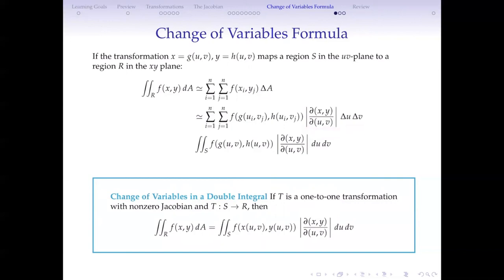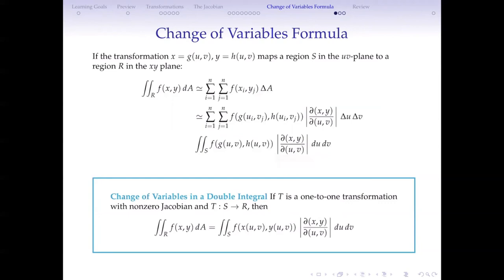So what that suggests is that I should be able to rewrite this integral as the limit of this second Riemann sum, which is going to be the integral over S of f in the new variables, integrated over u and v, but multiplied by the area change factor.